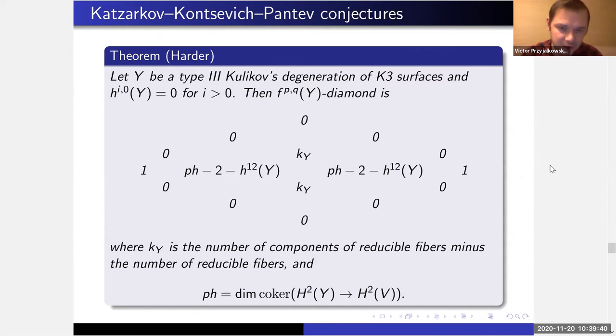Subtract the number of reducible fibers themselves. So this number, when all fibers are irreducible, is zero. When we have only one fiber consisting of five components, this number is five minus one, which is equal to four. Or if we have two fibers consisting of two components, we get two minus one plus two minus one, which is equal to two. So this number is two, and so on.